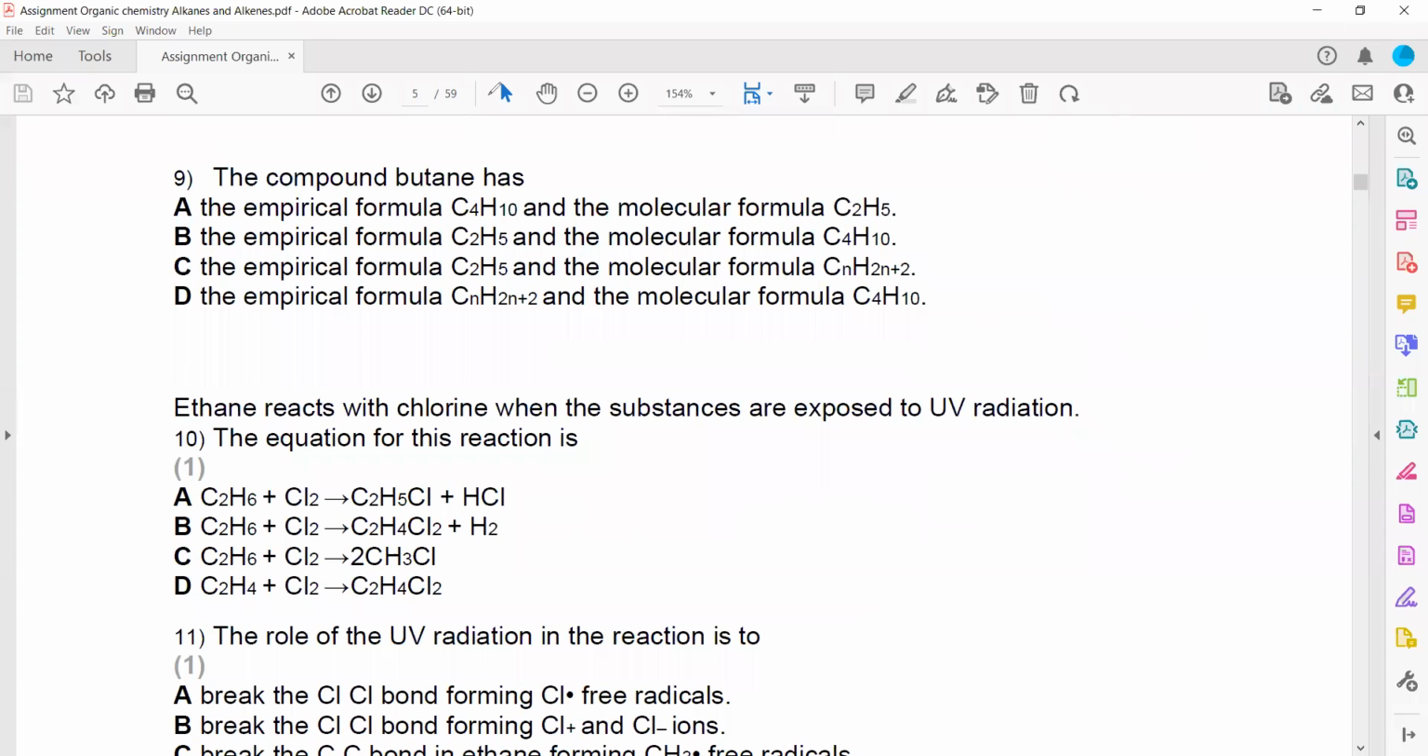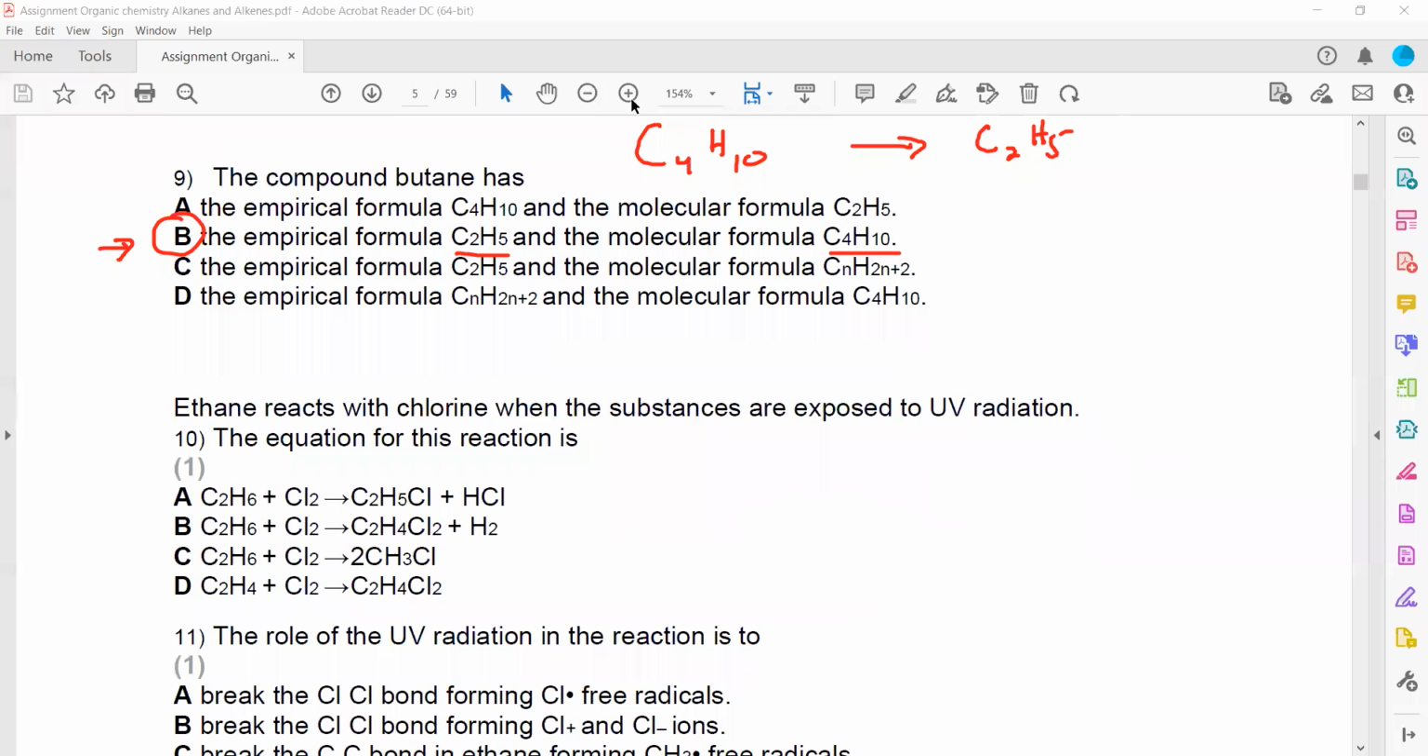Butane, where "but" means 4 carbons, is an alkane with the general formula CnH2n+2. So C4, and H is 4 multiplied by 2, which makes 8, plus 2 is 10. So C4H10. This is the molecular formula. What about the empirical formula? Empirical is the simplest ratio, that will be 2:5. So the empirical formula is 2:5, and the molecular formula represents the actual number of atoms. That is why B is the right answer.